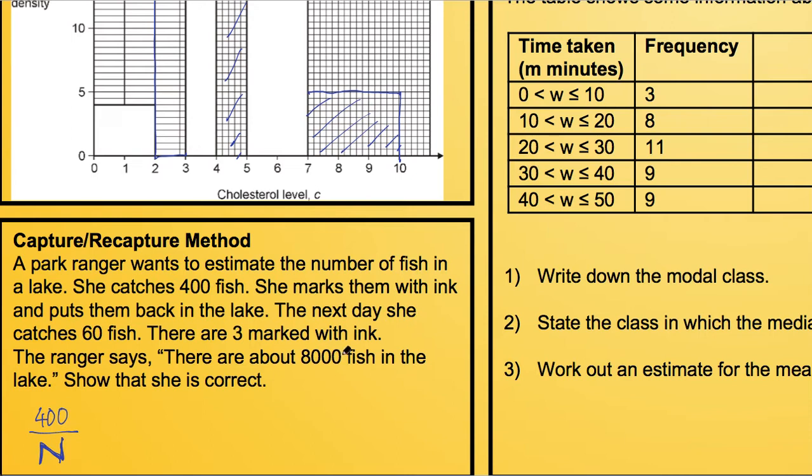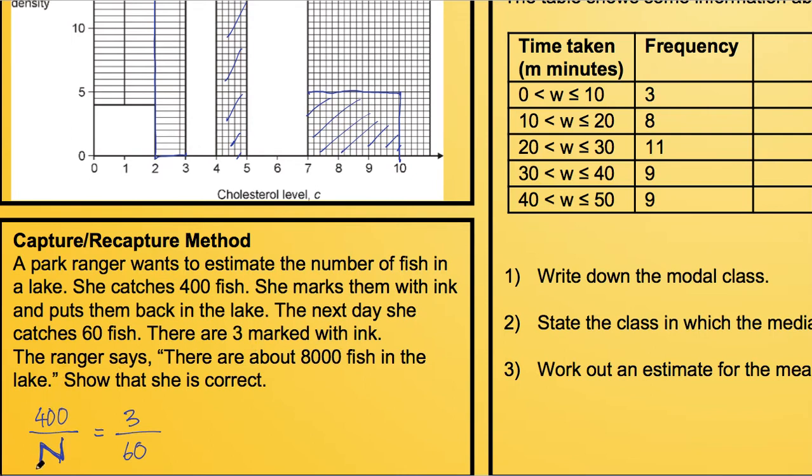The next day she catches 60 fish, and 3 of them are marked with ink. So we always assume that 3 out of the 60 that she caught is a representation of, or is proportional to, the 400 out of the unknown number. This is a fairly standard setup up to this point. Then things get a little bit confused with the ranger says there are about 8,000 fish in the lake. Show that she is correct. So normally it would be asking how many fish are there in the lake, give an estimate.